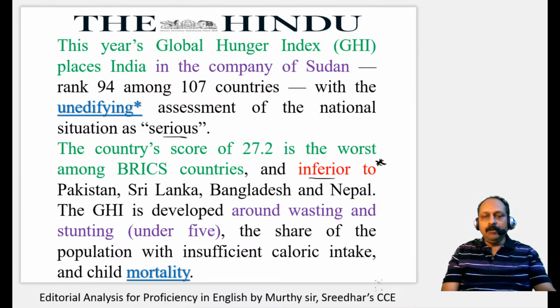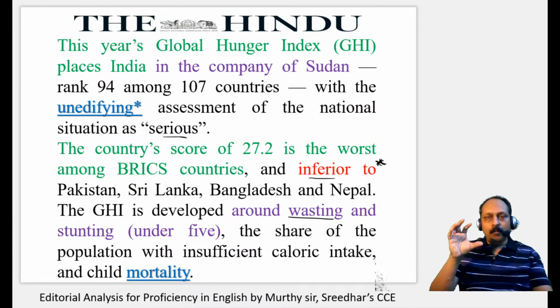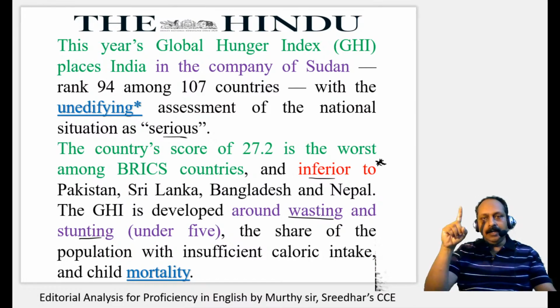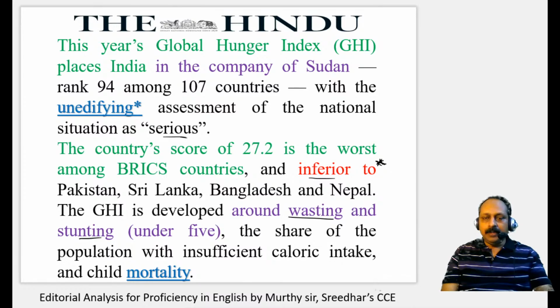The GHI is developed around wasting and stunting under 5. When it comes to the age factor, they consider 5 years, and there are two components which are very important for assessment. One is wasting, as I said, it goes with weight based on the height, and stunting, it goes with height based on the age. The share of the population with insufficient caloric intake and child mortality, death related.